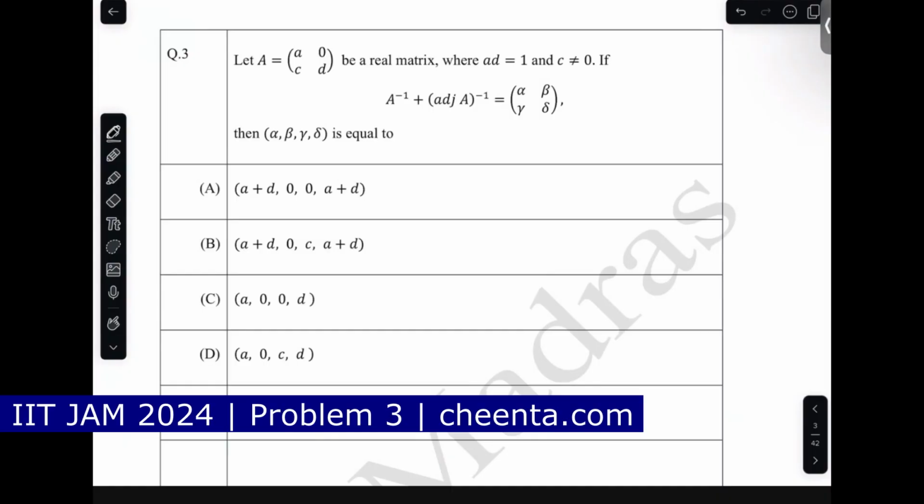Stay tuned. So we'll be discussing 2024 JAM question number 3. Okay. So let's see what is asked here. So you have a matrix A with the elements A, C, D, and 0, as you can see. And you're given that AD is equal to 1 and C is not equal to 0, right?